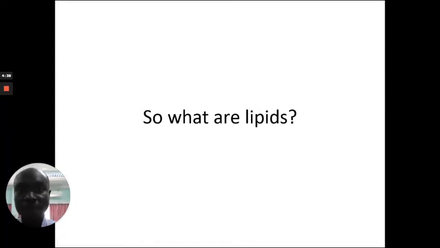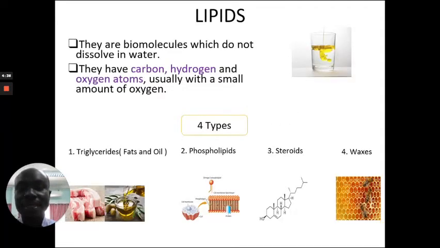So what are lipids? Lipids are biomolecules which do not mix with water. Example is if you have oil and you put it in water, the oil will never mix with water. And lipids are made up of 3 elements: carbon, hydrogen, and oxygen. Remember, carbohydrates are also made up of 3 elements: carbon, hydrogen, and oxygen. But the oxygen in lipids is fewer.